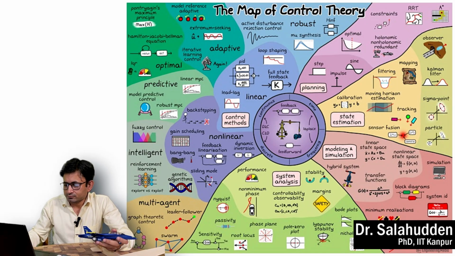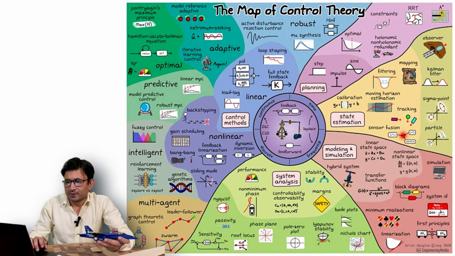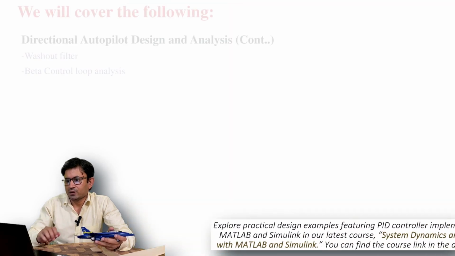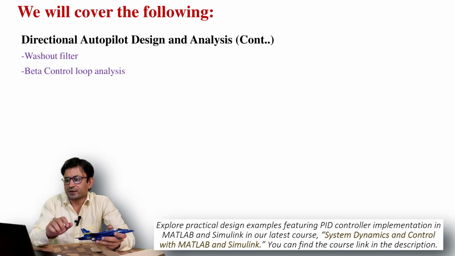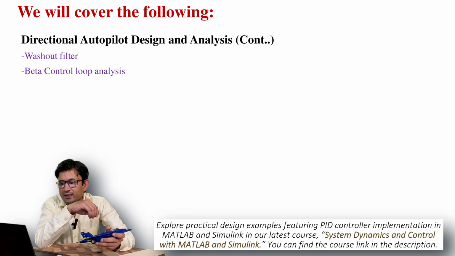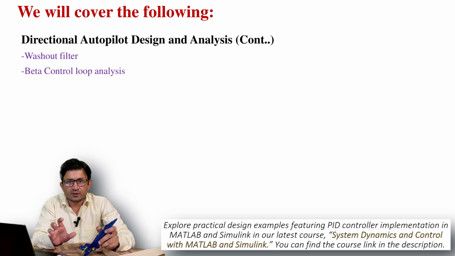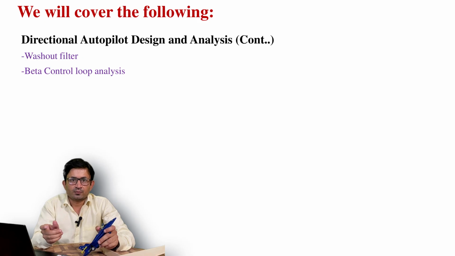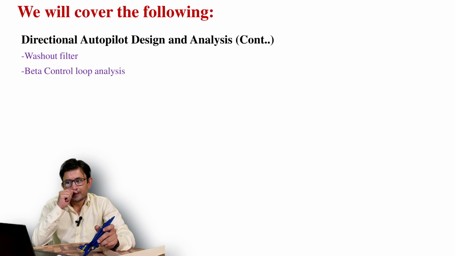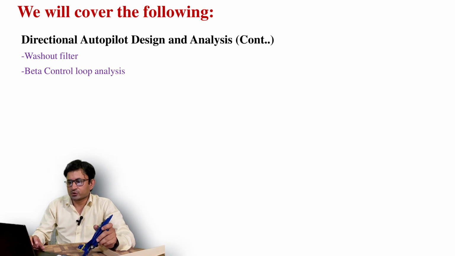In this lecture, we will be talking about the washout filter and beta control loop analysis, and that comes under the directional autopilot design and analysis. I request you to go back to my course, Flight Control System Design, conceptual and practical design playlist, and see all the lectures so that you can connect this lecture with the previous ones.